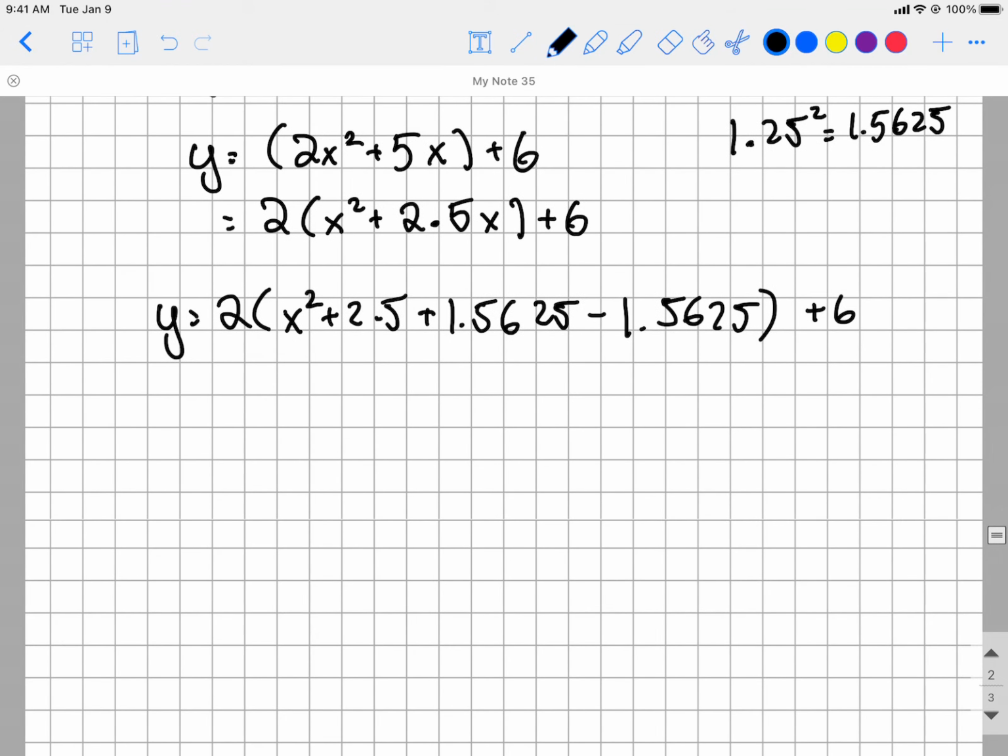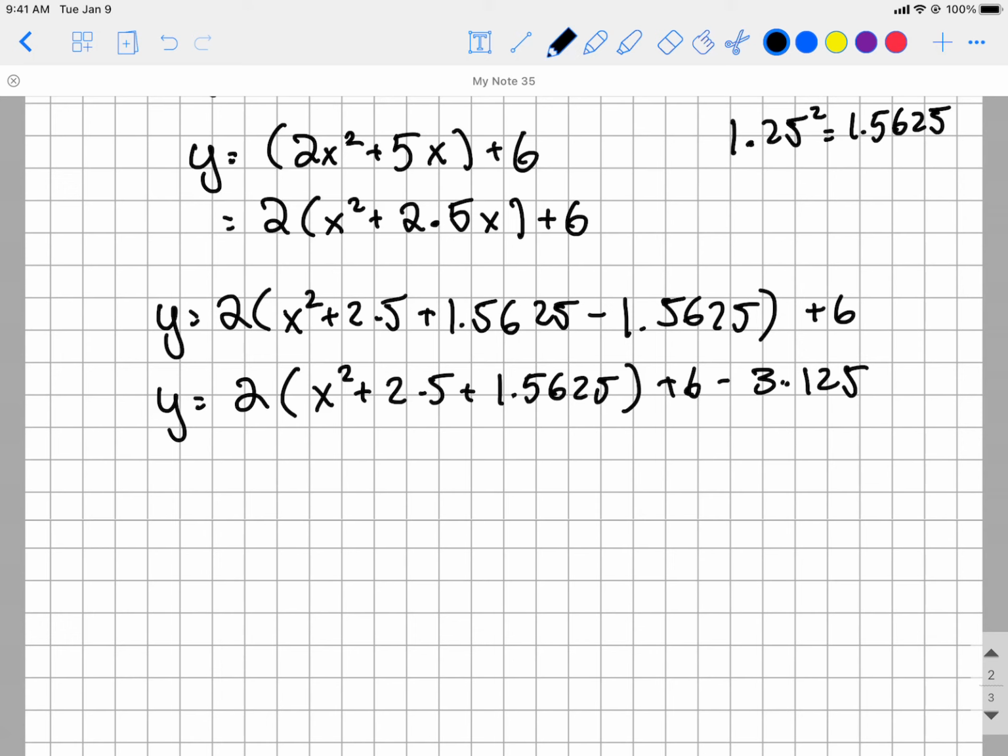So now we move the negative out. The 2 is positive, so we don't have to worry too much about it this time. So 2 times 1.5625, if you plug that into your calculator or you do it by hand, you're going to get 3.125.